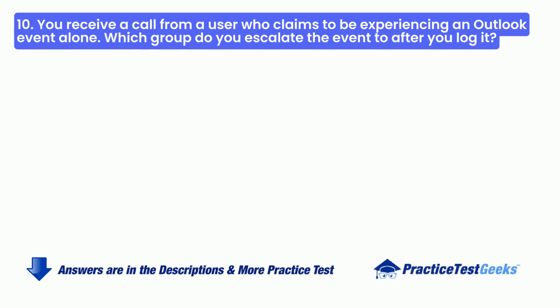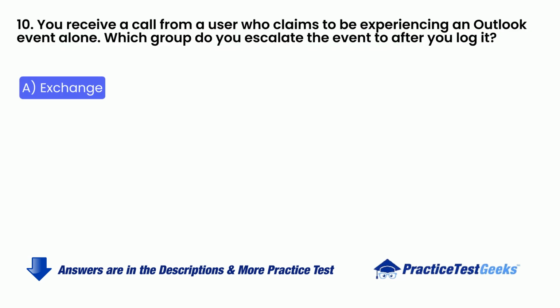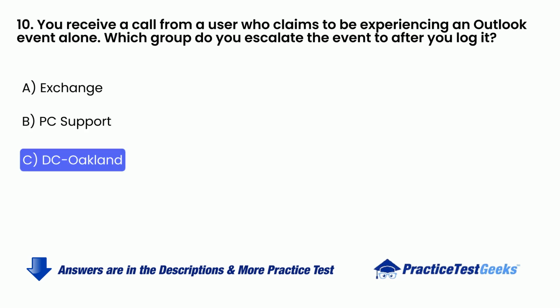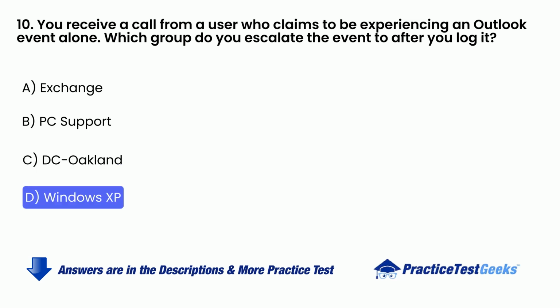You receive a call from a user who claims to be experiencing an Outlook event alone. Which group do you escalate the event to after you log it? A. Exchange. B. PC support. C. DC Oakland. D. Outlook support.